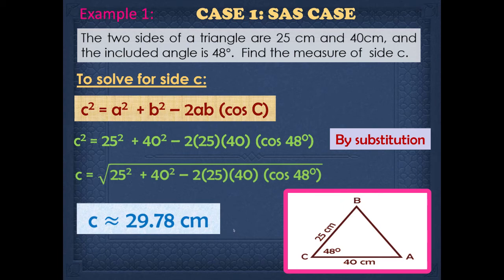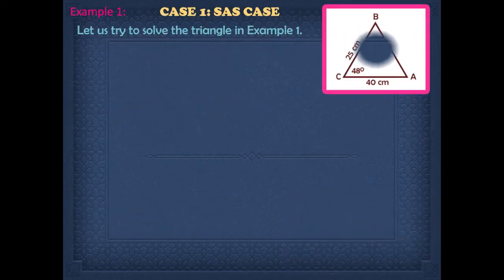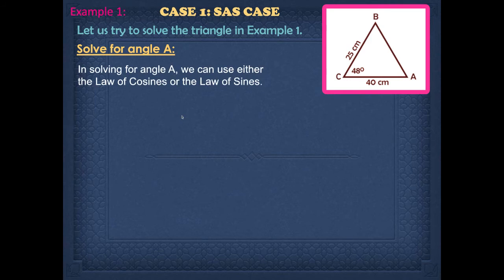Now let's try solving this time for angle A. Again, when the instruction says solve the triangle, then we mean find all the measures of the three angles and all the measures of the three sides of the triangle. Now, in solving for angle A, we can use either the law of cosines or the law of sines.